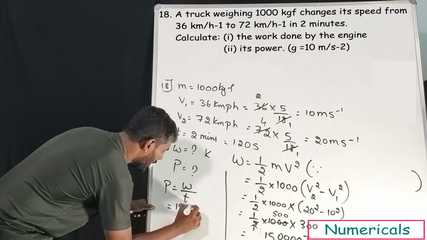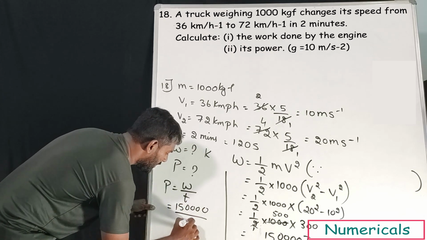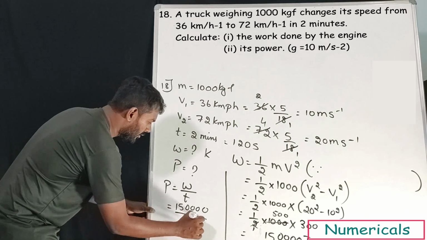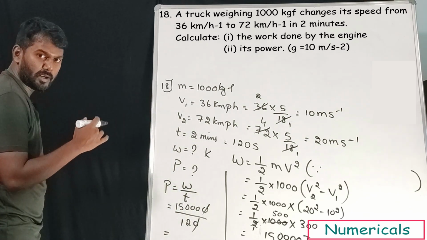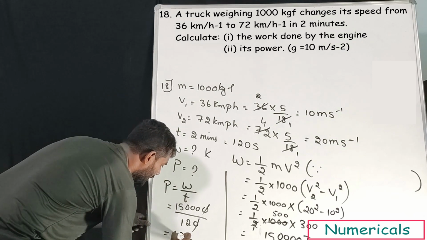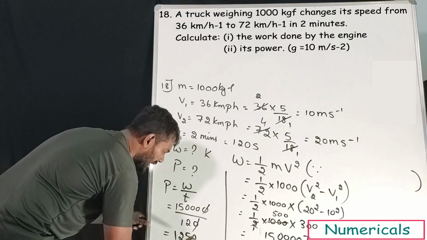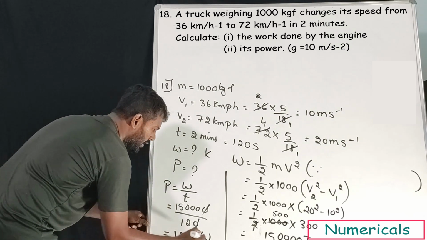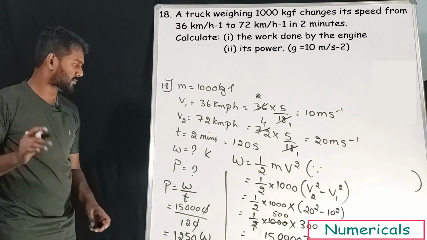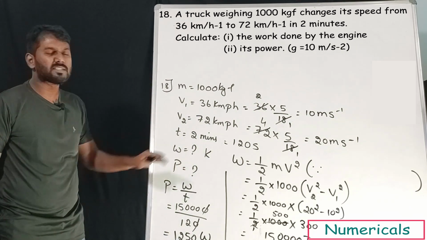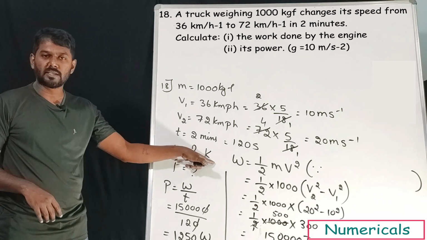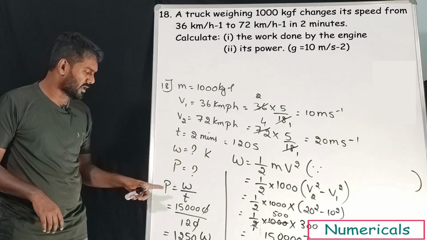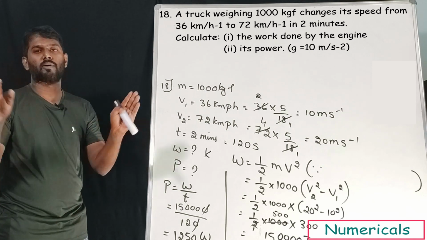Now we'll substitute the answers here. 15 with 4 zeros divided by time 120. The zero and zero get cancelled. When we divide 15,000 by 12, we will get 1250 as an answer. What is the unit of power? Watt. That's it. So if you get these kind of questions, you don't have to worry about work done. Kinetic energy is nothing but work done. Once we find work done, it is easy to find power.